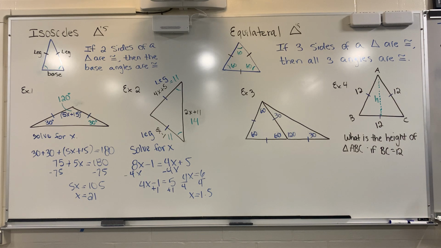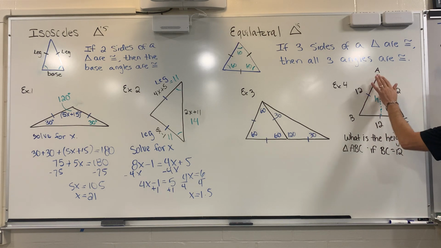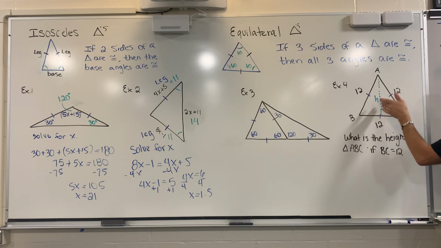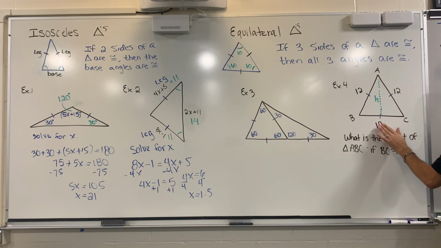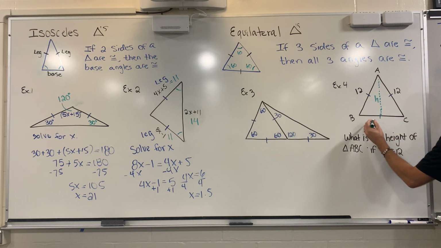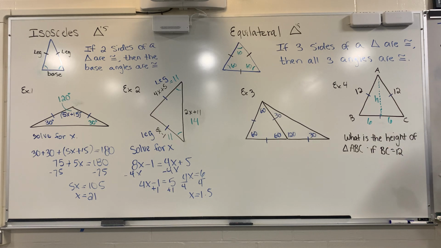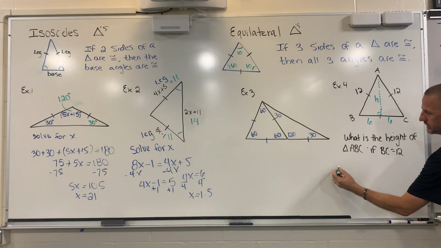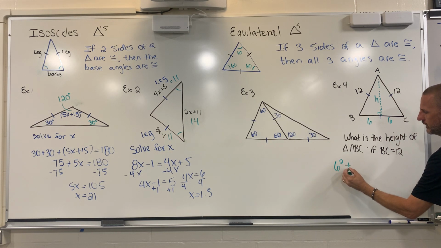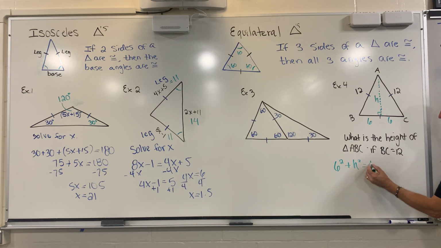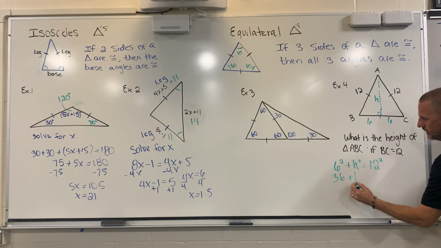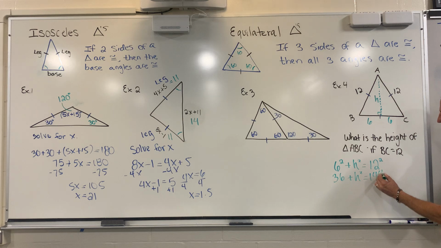Well, I can do that if I go back to chapter 1 again and we look at something called the Pythagorean theorem, because I know that if I divide this right down the middle, I make a right triangle. Which means that if this is 12, this is 12, this is 12, I could maybe rewrite this to go 6 and 6, because 6 plus 6 is 12. If I make a little right triangle out of it, I can use the Pythagorean theorem and go 6 squared plus h squared is equal to 12 squared. So 36 plus h squared is 144.